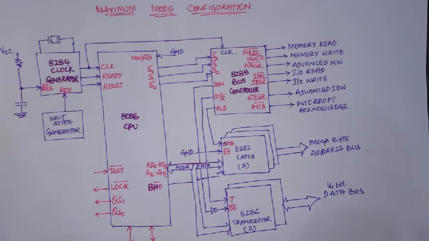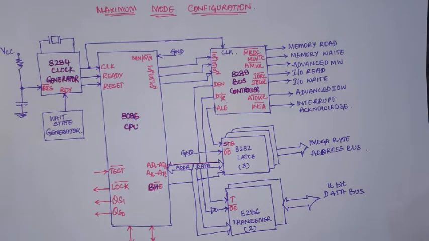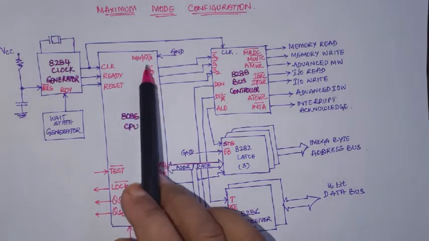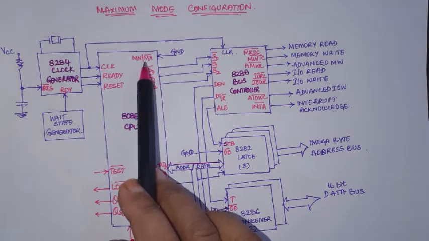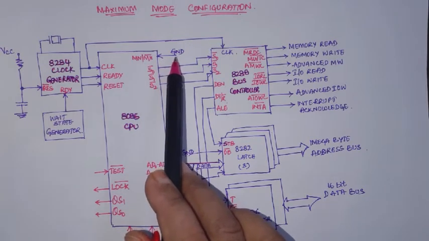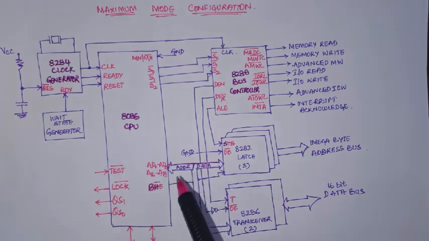When it is a single processor, it is operated in minimum mode. In a multi-processor system, where along with the 8086 processor you want a math co-processor also, you need to operate the 8086 processor in maximum mode. To operate it in maximum mode, you need to connect pin 33, which is MN/MX bar, to ground so that it operates in maximum mode.